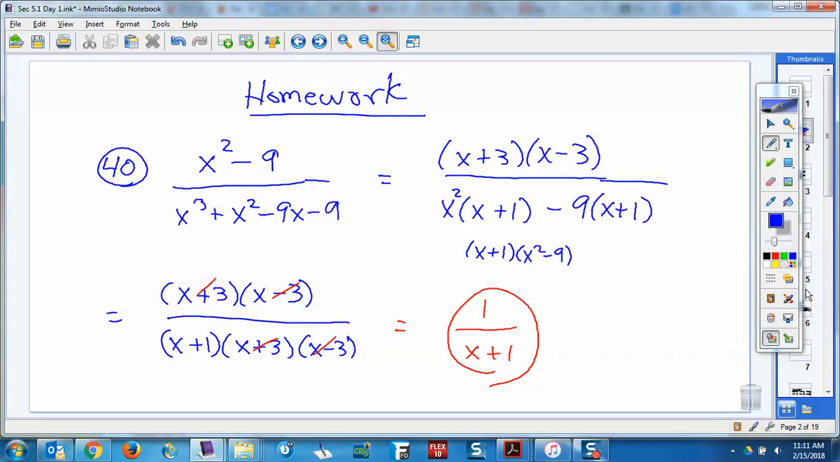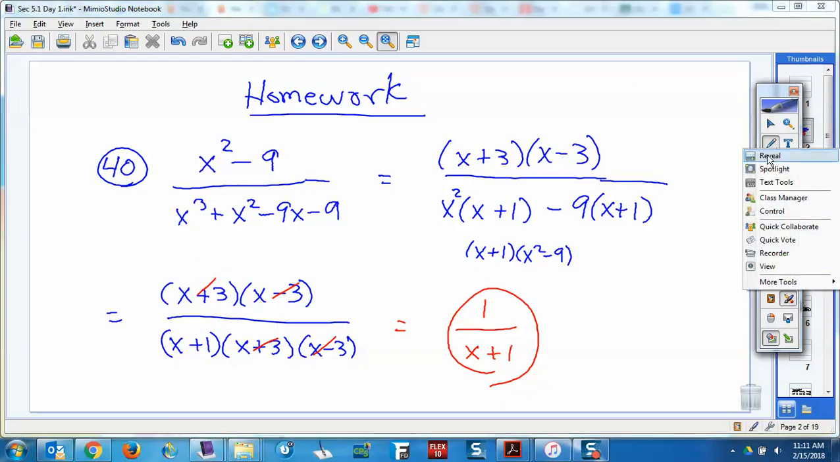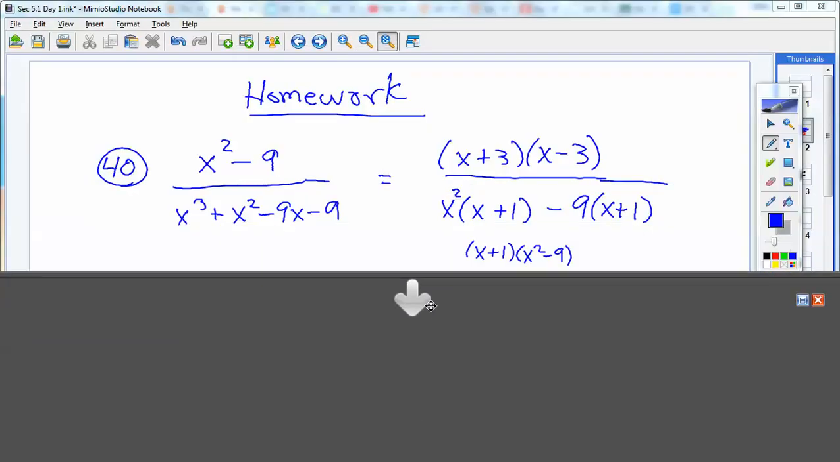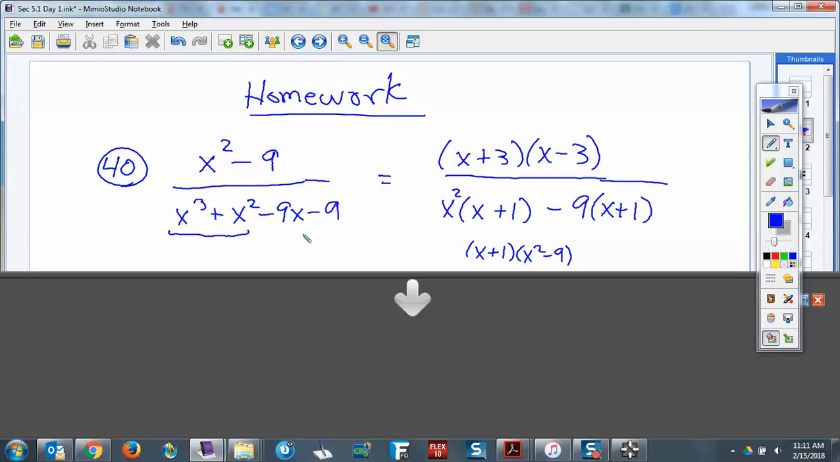Number 40. Okay? So let's take a look at this. It had some factoring and canceling stuff. So right here, you got x squared minus 9. Hopefully we all recognize that that would be x plus 3, x minus 3. The bottom has 4 terms. How do you factor something like that? It's called factoring by grouping. If you look at the first 2 and group those together, and you look at the last 2 and group those together, you'll notice that each one of those has a common factor. So right here we can factor out an x squared, and that gives us x plus 1 left. Right here we can take out a negative 9, and that also leaves us x plus 1.